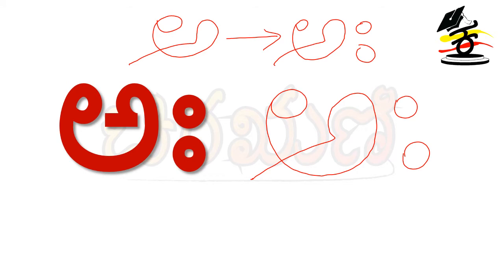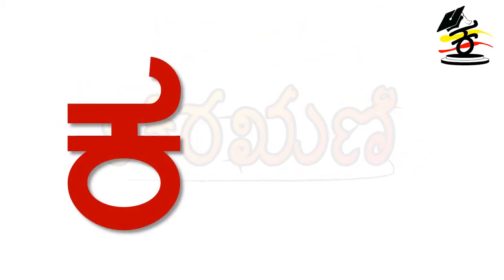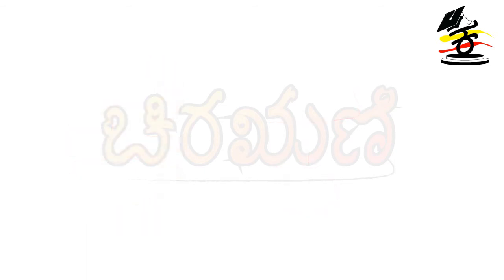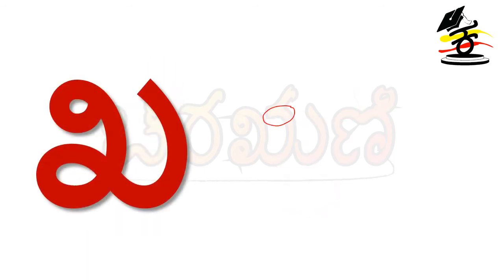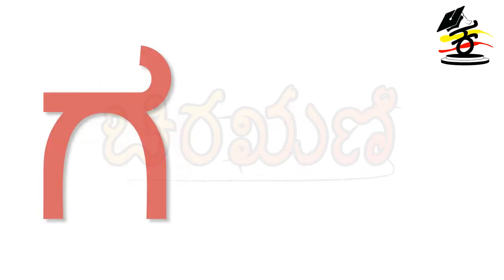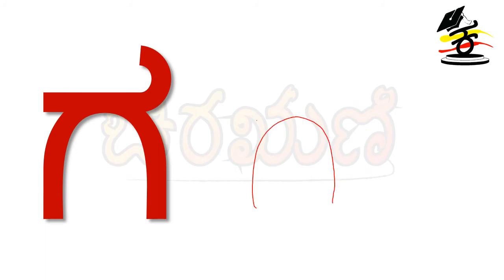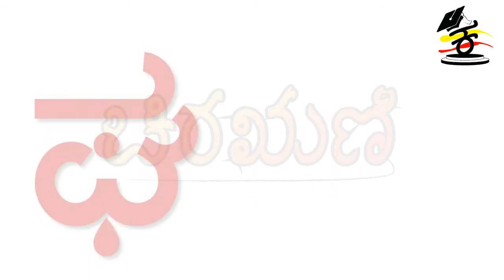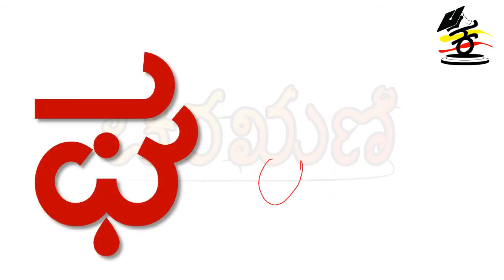Moving on to the next, we start from the Ka series. This is Ka. I'll be pronouncing it with a shorter breath. This is Kha. This one I'll be pronouncing with a huge breath. This is Ga. And next, Gha. And this you will be pronouncing with a huge breath. You can see the difference here.